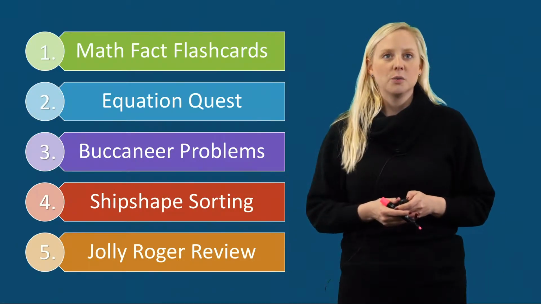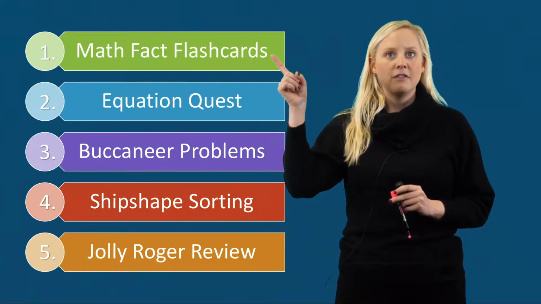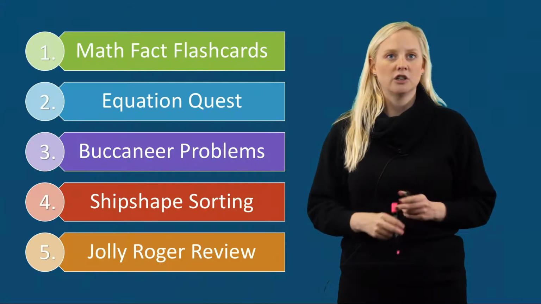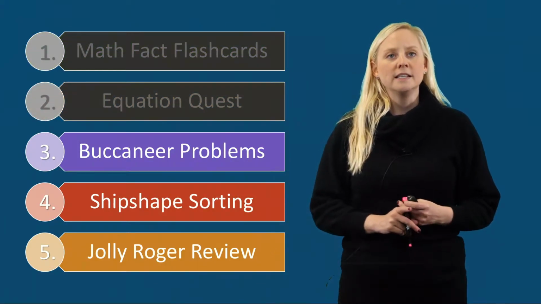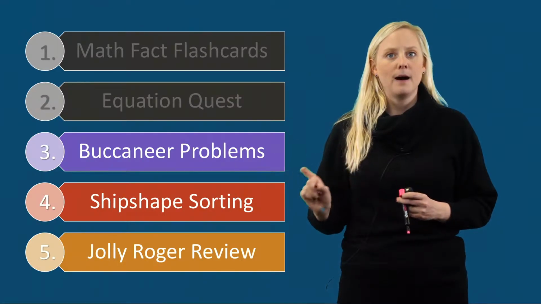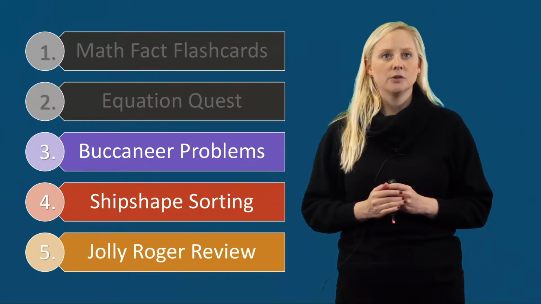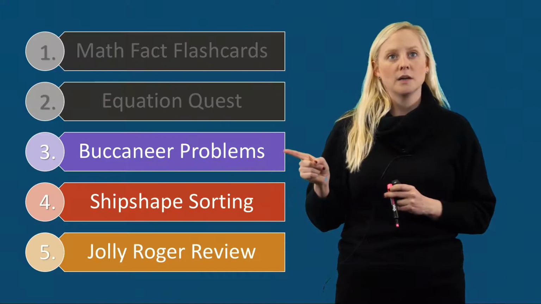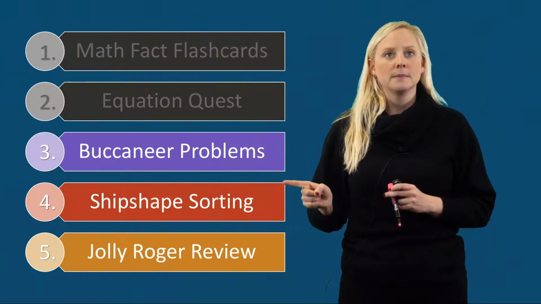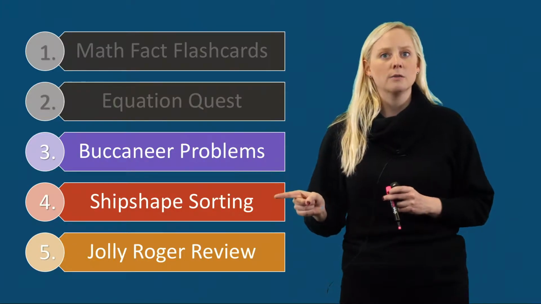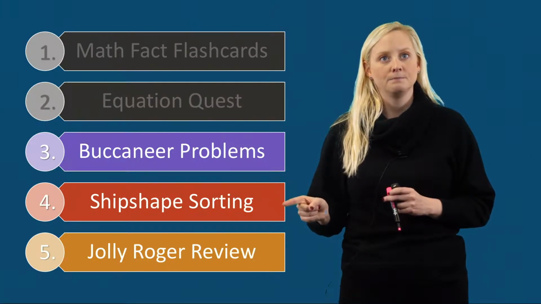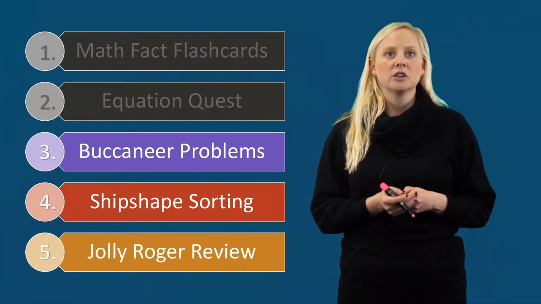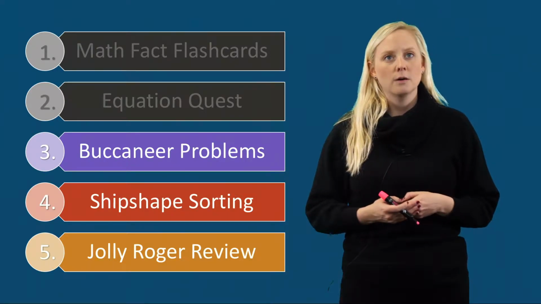Our Pirate Math Equation Quest intervention has 5 components: Math Fact flashcards, Equation Quest, Buccaneer problems, ship shape sorting, and our Jolly Roger review. We see change problems featured during our Buccaneer problems, ship shape sorting, and our Jolly Roger review. We see change problems in our Buccaneer problems when students solve word problems according to schemas. We see change problems in our ship shape sorting when students identify word problems as belonging to a different problem type, such as total, difference, or change. And we see change problems in our Jolly Roger review, which is our independent practice, when students solve word problems.